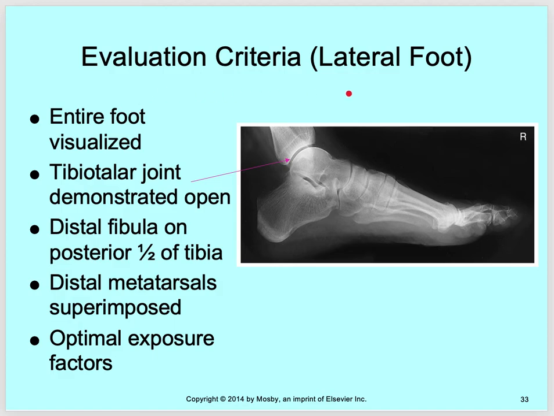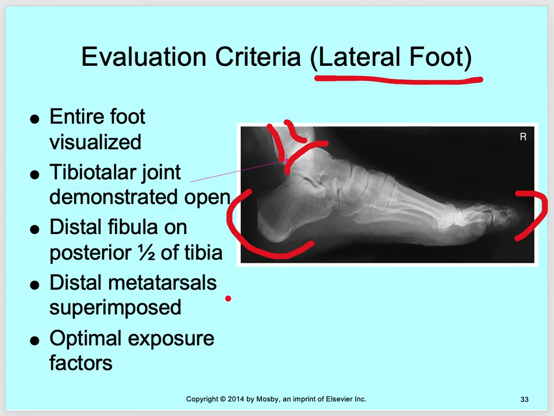And then your evaluation criteria of your lateral foot. You want the entire foot visualized, so soft tissue of the toes. You want soft tissue around the calcaneus. The tibiotalar joint right here is open. You're going to demonstrate at least the posterior half of the tibia. So posterior half of tibia right here. You can see the two bones. So it should be in the posterior half.